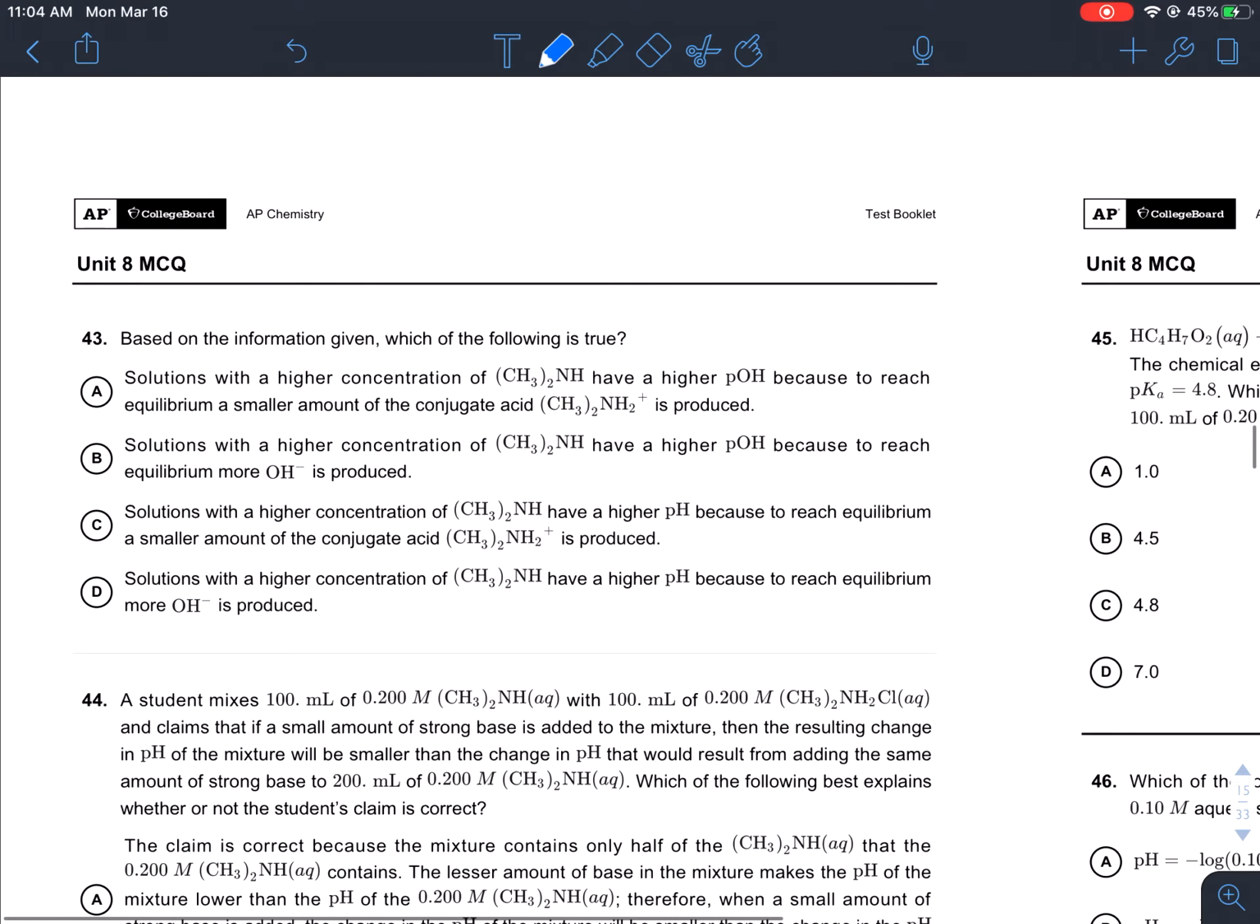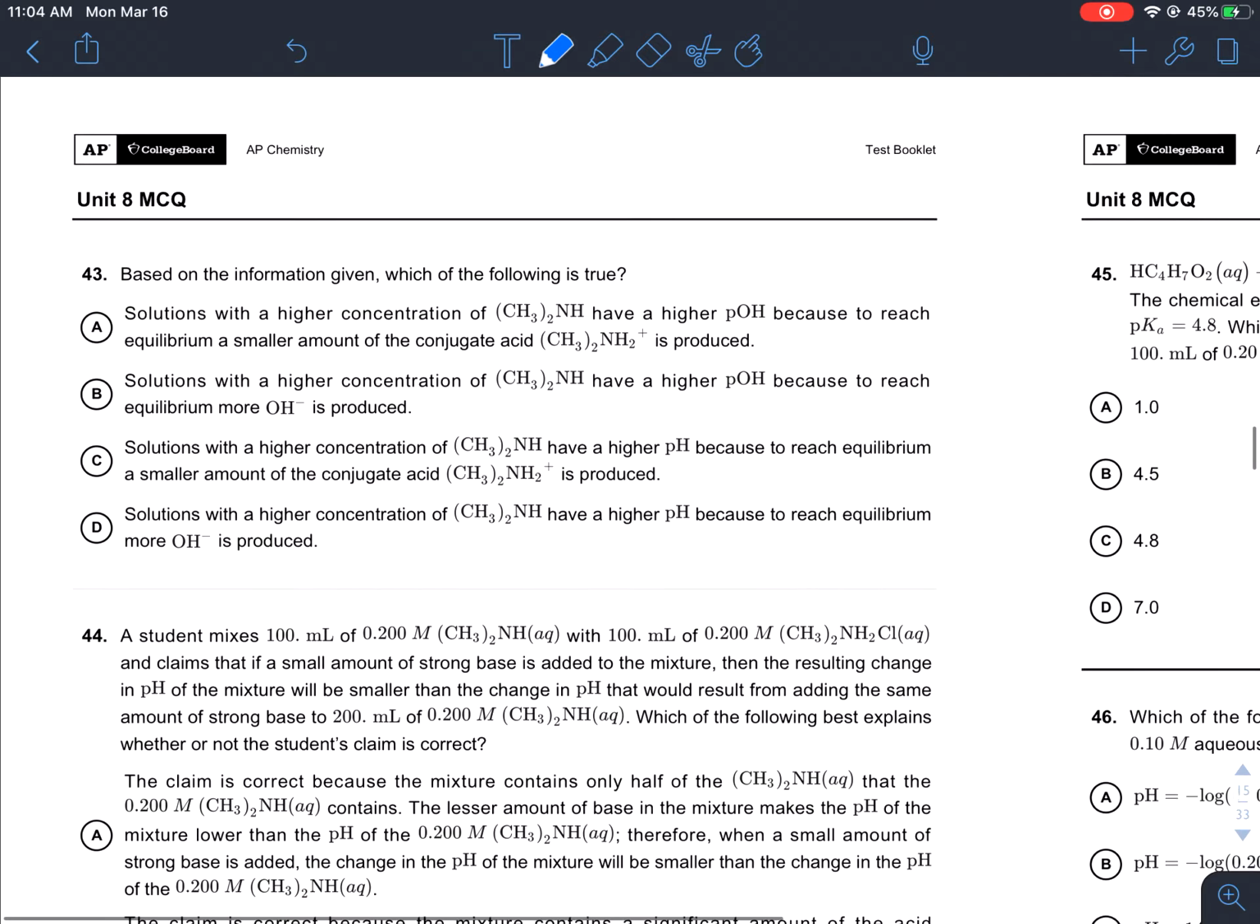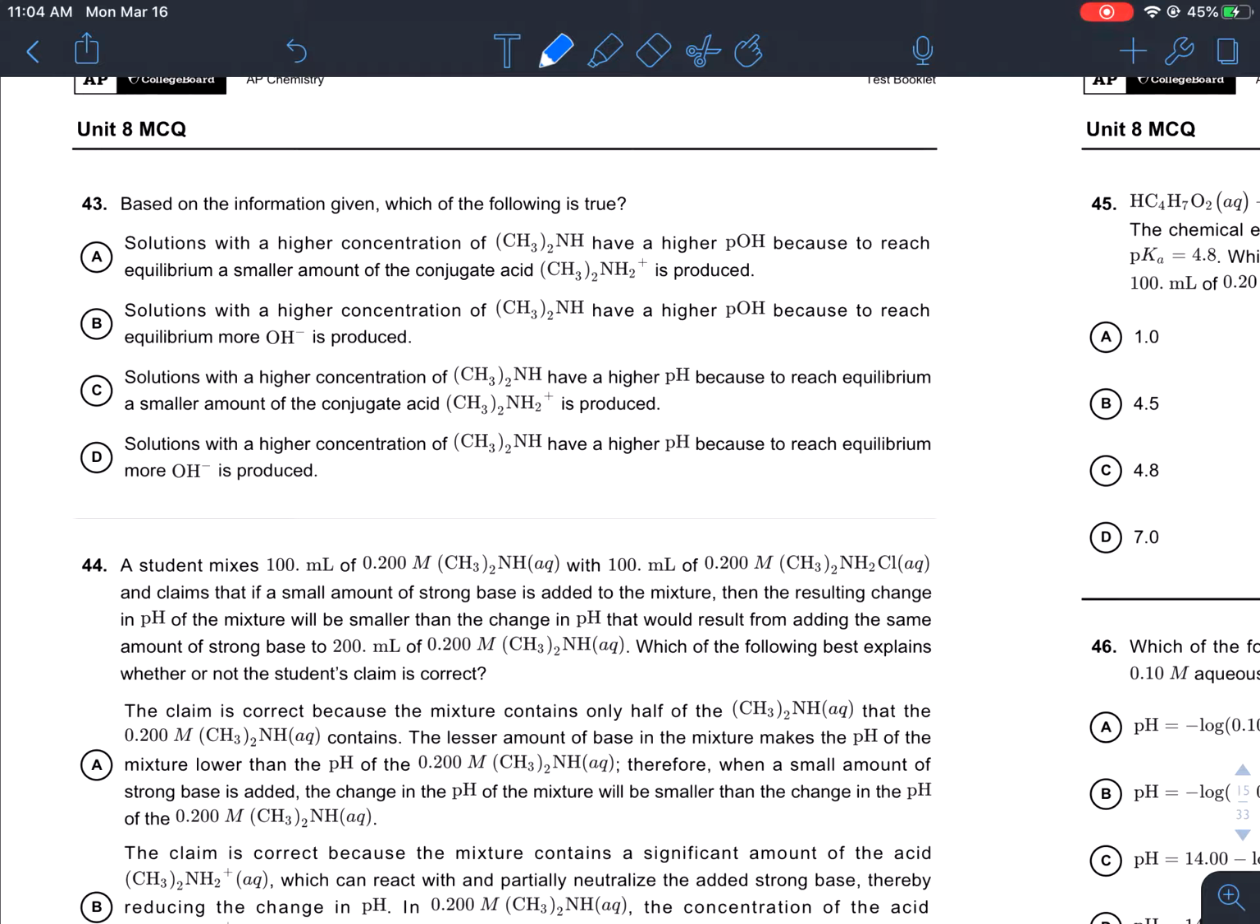All right, 43. Based on the information given, which of the following is true? Solutions with a higher concentration of this base have a higher pOH? No, it would have a higher pH, so I know that this is not true. Solutions with a higher concentration of this base have a higher pOH. Again, not true. It would have a higher pH, so it's between C and D.